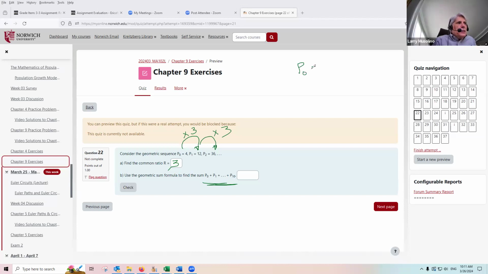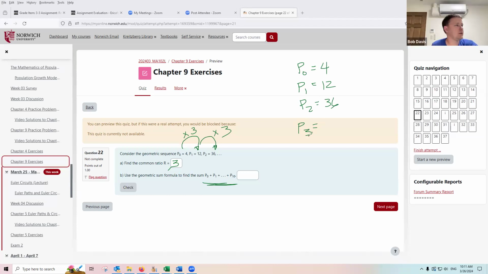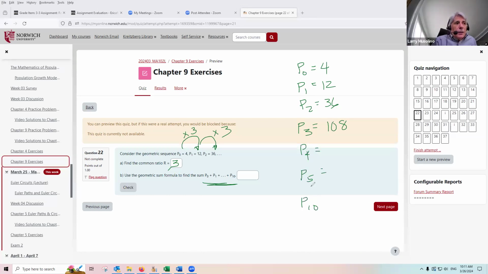P sub 0 is 4. That was given to us. P sub 1 is 12. That was given to us. P sub 2 is 36. That was given to us. What would you guess P sub 3 is going to be? Let's see, 36 times 3, which is 108. Good. And you could keep going in the same way to get to P sub 10, and then you can add up these values. That would be the long way to do it.